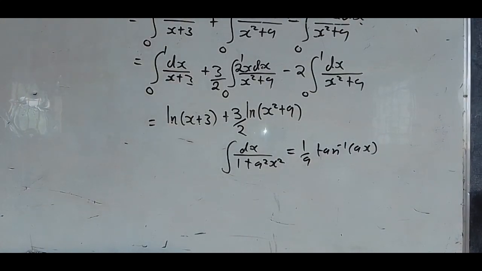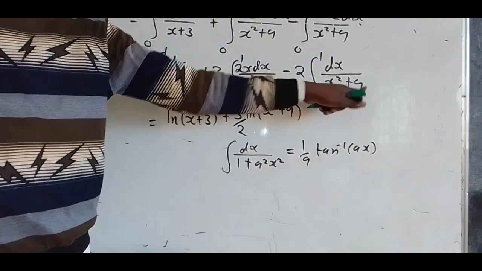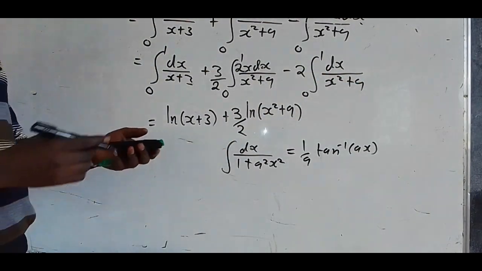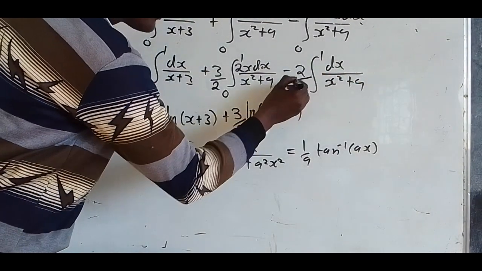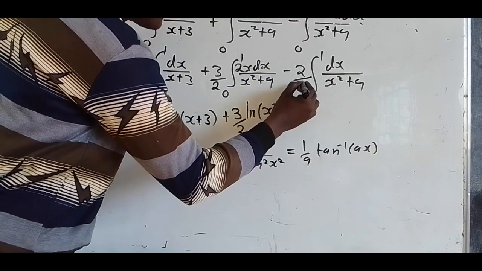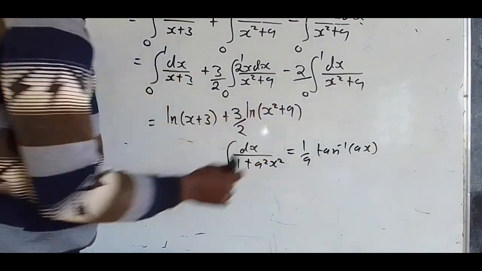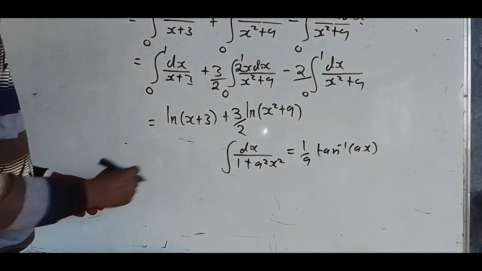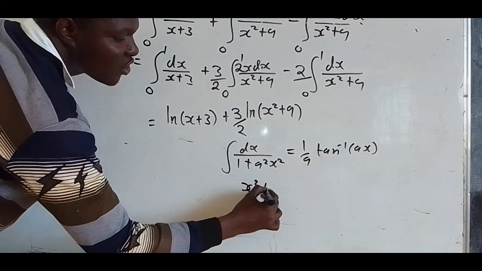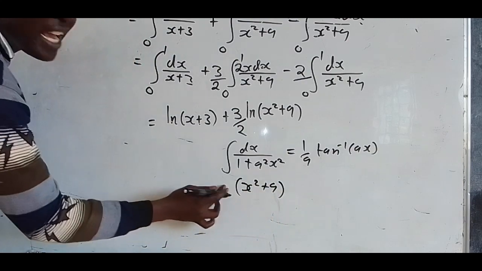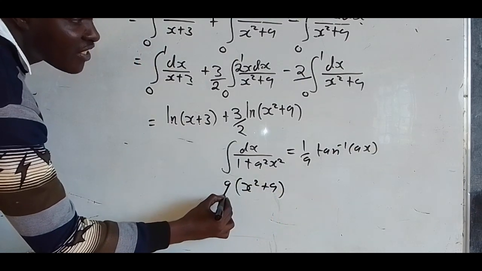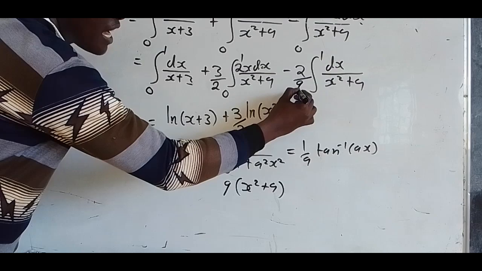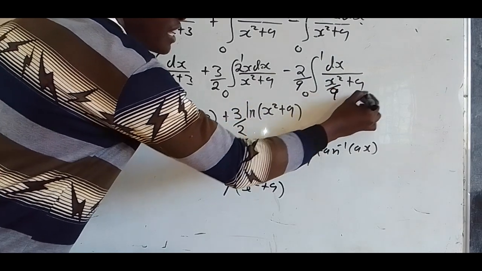The first thing you do is that this 9 must come outside, isn't it? So when this 9 is coming outside, what will you get? Like this. This is what it will be. When you have x squared plus 9, if you want to remove 9 outside, meaning if this 9 is outside here, you must divide everything inside by 9.